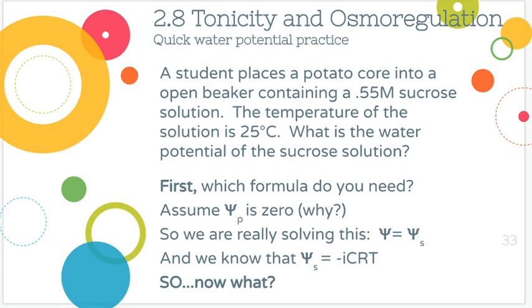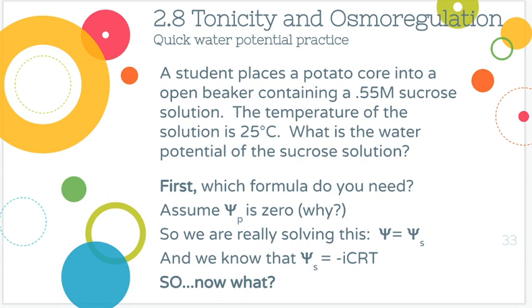Think about why psi p is equal to 0 based on what information you've been given here. Right, so remember, that's right. Because it's an open beaker, okay, good, Jenny. Because it's an open beaker, we assume that the pressure potential is equal to 0 because we're at atmospheric pressure. It's not pure water. We've got a sucrose solution, right? If we have a sucrose solution, it can't be pure water. And so we have an open beaker, and it is at 25 degrees C. So we're really solving for psi equals psi sub s. And so we know that psi sub s is equal to minus iCRT.